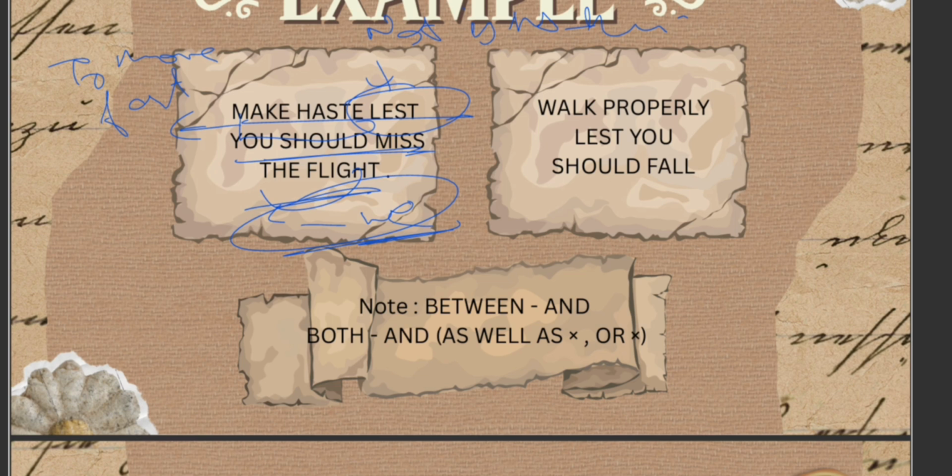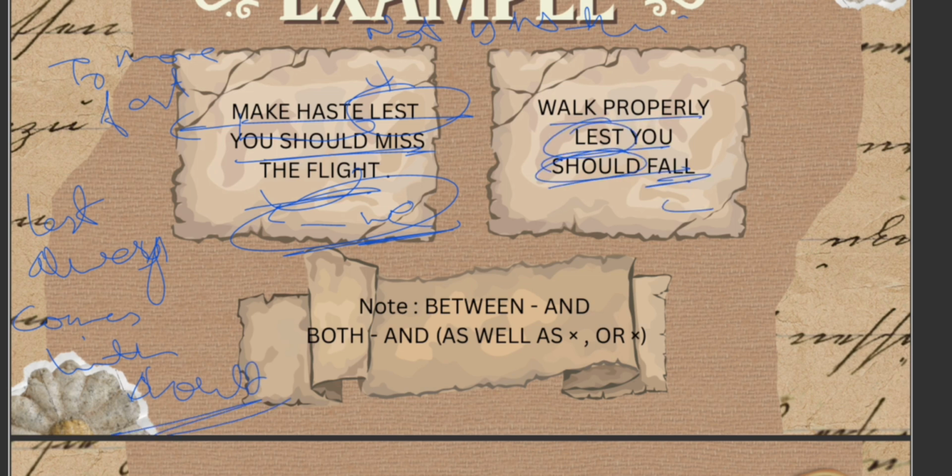Also, one thing you should note is that lest always comes with should. Okay? Now, work properly lest you should fall. Lest, should, fall, negative. That's the reason not is not there.